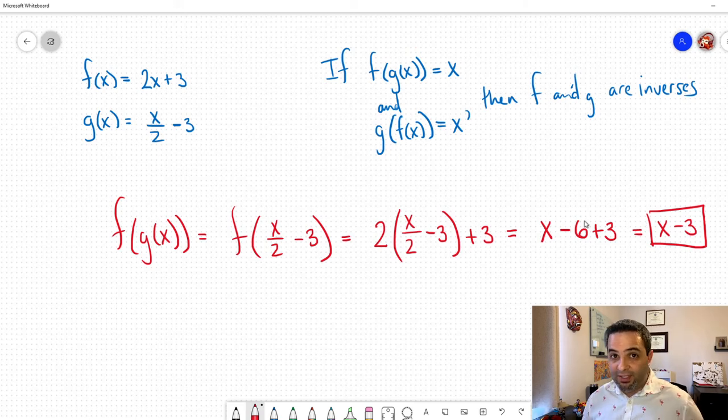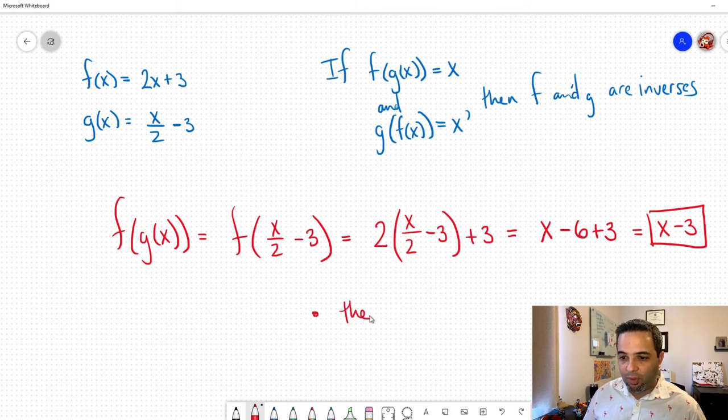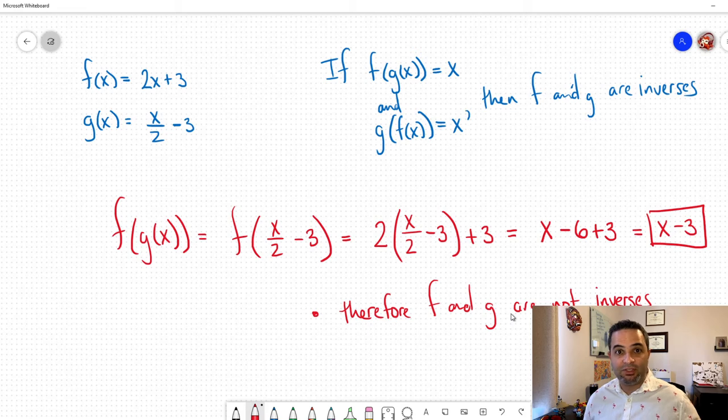So right here, I would stop doing my work and I would conclude, therefore, f and g are not inverses. As soon as one of these two parts of the definition doesn't work, that's it, we stop. I'm not going to now do g of f of x. I'm not going to do that extra work if ultimately it's not going to change the conclusion. So that's it. These two things are not inverse functions of one another.